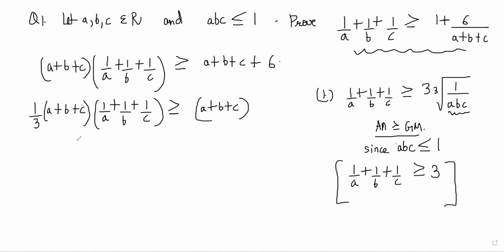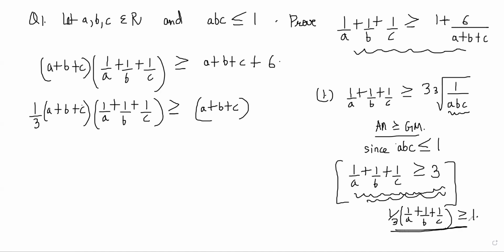Why is that? Because we know that 1 by a plus 1 by b plus 1 by c is greater than equal to 3. So 1/3 of 1 by a plus 1 by b plus 1 by c is greater than equal to 1. Therefore, if I multiply 1/3 of 1 by a plus 1 by b plus 1 by c with a plus b plus c on both sides, from here it follows that this is true, right? Great. So we have established this result.